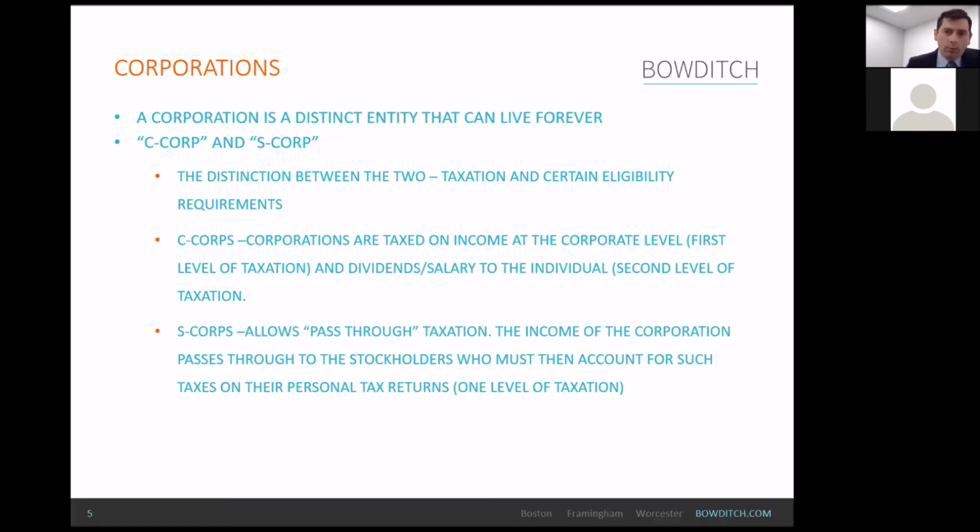So an S corp, the benefit really is that it allows this quote pass-through taxation. So basically, the income of the corporation passes through directly to the stockholders, the owners of the company, who then account for that income on their own personal tax returns. So you have the corporate entity in existence, you get that liability protection, but you do get the benefit of having taxes pass through directly to your stockholders.